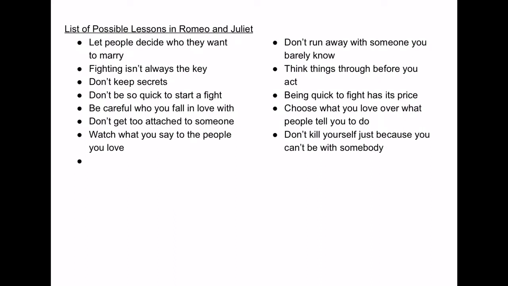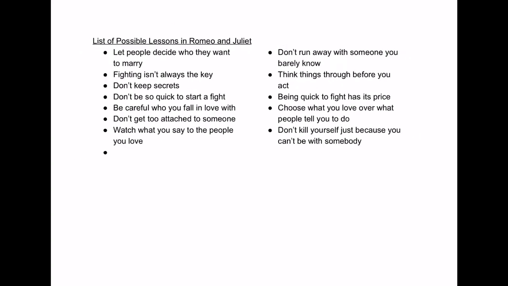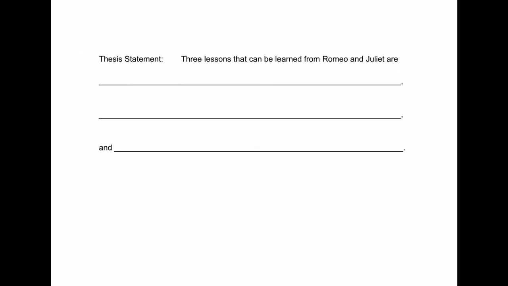Your task is going to be pick 3 of these and write a body paragraph about each of them. In fact, your thesis statement will be: 3 lessons that can be learned from Romeo and Juliet are Lesson 1, Lesson 2, and Lesson 3.